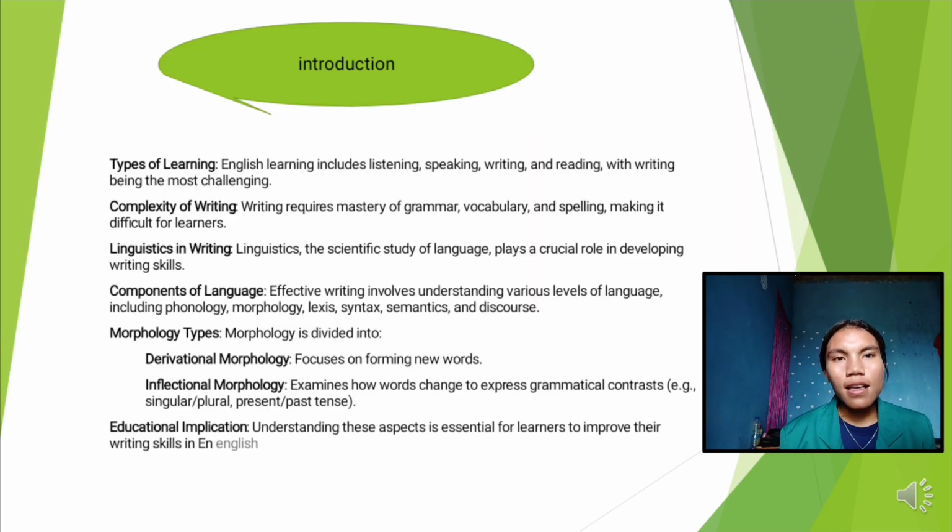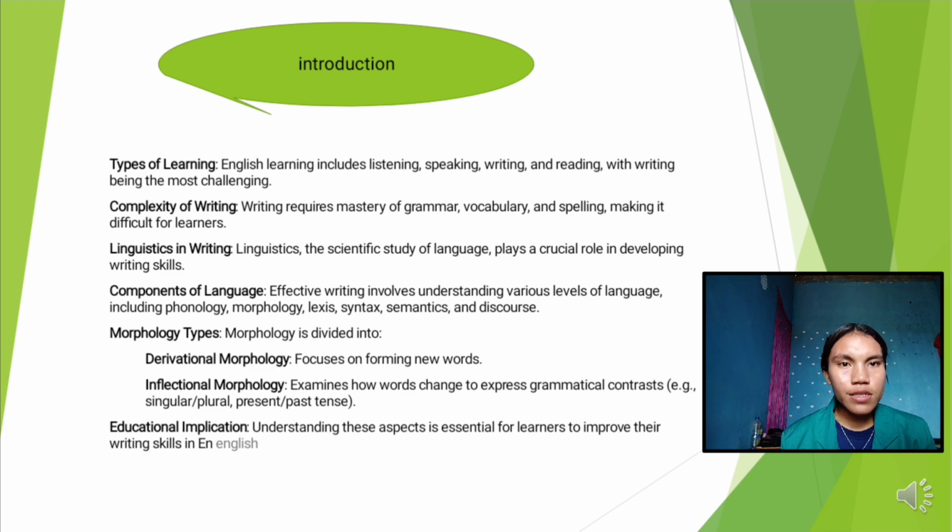Next, let's see. The first one is the introduction. Types of learning. English learning includes listening, speaking, writing, and reading, with writing being the most challenging. Complexity of writing. Writing requires mastery of grammar, vocabulary, and spelling, making it difficult for learners. Linguistic writing. Linguistics, the scientific study of language, plays a crucial role in developing writing skills.